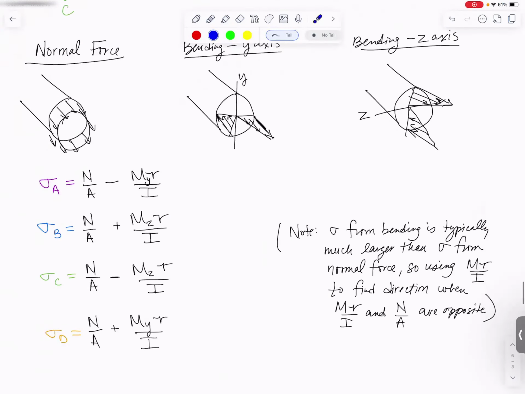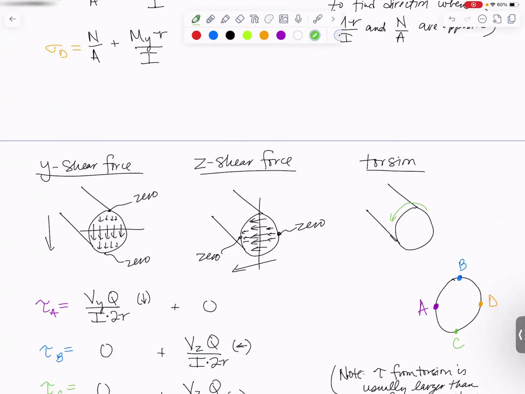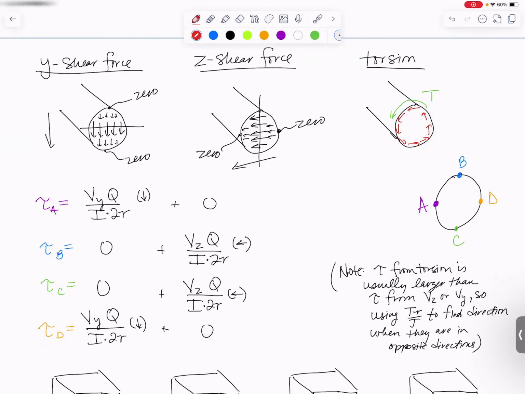Our torque was a positive torque right here. So if I like to just kind of draw the torque on here, if the torque is going that way, it means that my shear stresses are going to go around the circle kind of like so. At point B at the top, the shear is going to the left. At point A, the shear is going down. At point C, it's going to the right. And at point D, it's going up. So I'm going to add to all of these. We're going to have TR over J, TR over J, TR over J, and a TR over J.